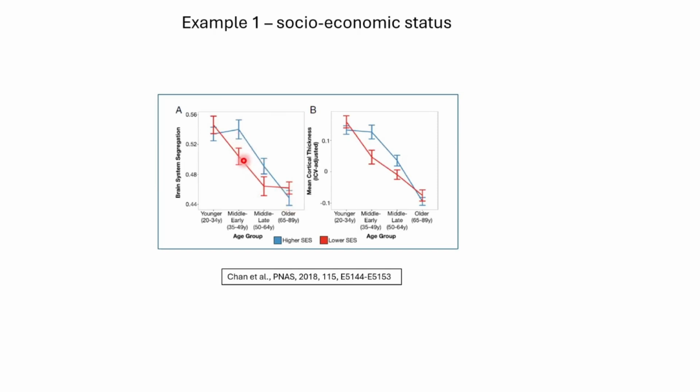And you can see in these two middle-aged cohorts, interestingly, not in the younger cohort or the older cohort. This is cross-sectional data, by the way. Nothing to be said about aging here. But you can see in the two middle-aged cohorts, pretty dramatic separation with lower segregation and lower cortical thickness in adults who were sampled from the low SES group.